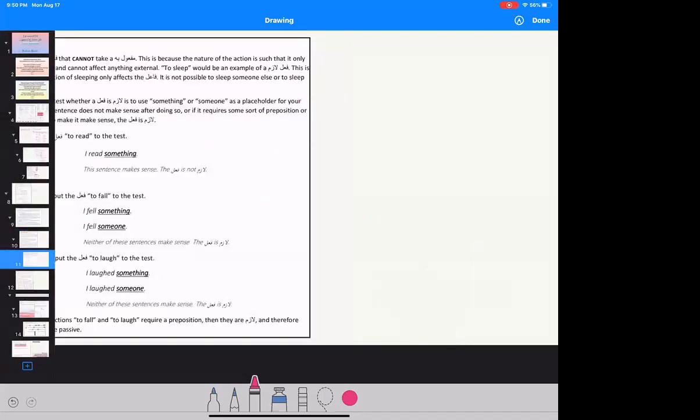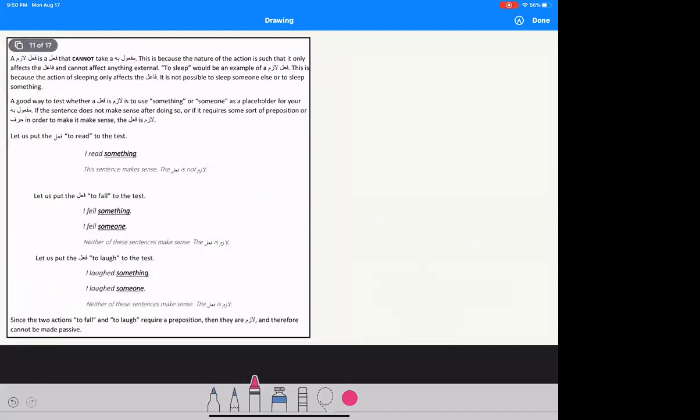Okay, let's see some more examples. A very easy clue for figuring out whether a verb is lazim or mutaddi: a very easy question you are going to ask. A fail lazim is a fail that cannot take mafulun bihi. So lazim, or intransitive in English, does not take mafulun bihi. This is because the nature of the action is such that it only affects the fa'il and cannot take anything external. It cannot affect anything external.